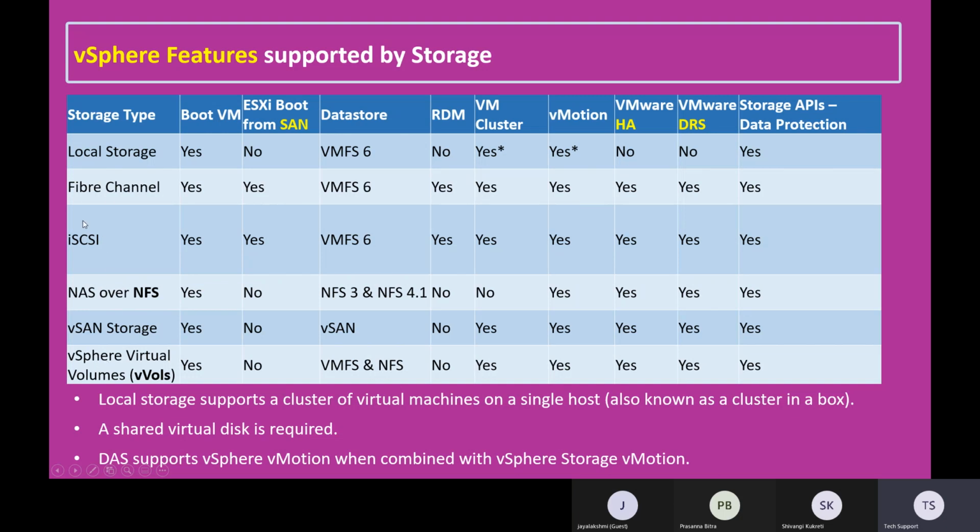Shared storage means you can use Fibre Channel SAN, iSCSI SAN, NAS storage, vSAN, or any of the software-defined storages to migrate live virtual machines. But in the local storage scenario, the given condition is that it's not recommended to migrate only the host resources. You can also migrate combined with Storage vMotion. Okay, that is the point highlighted here. Clear?